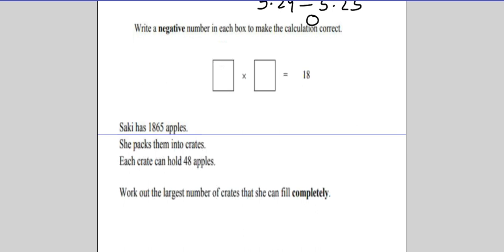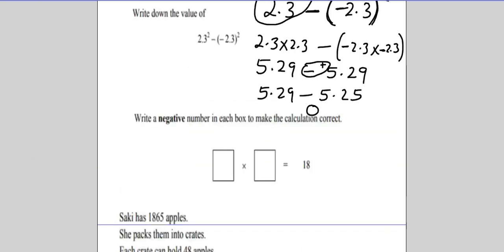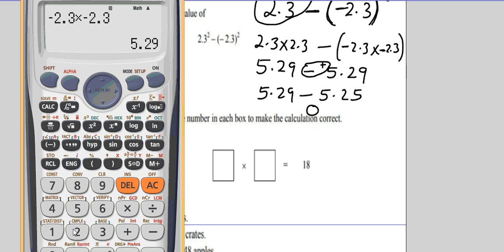Or you can check your answer using a calculator, like so. We have typed the numbers over here: 2.3 squared minus, open the brackets, negative 2.3, close bracket, then square. See that? So that equals 0. You can see that equals 0. So we are done.